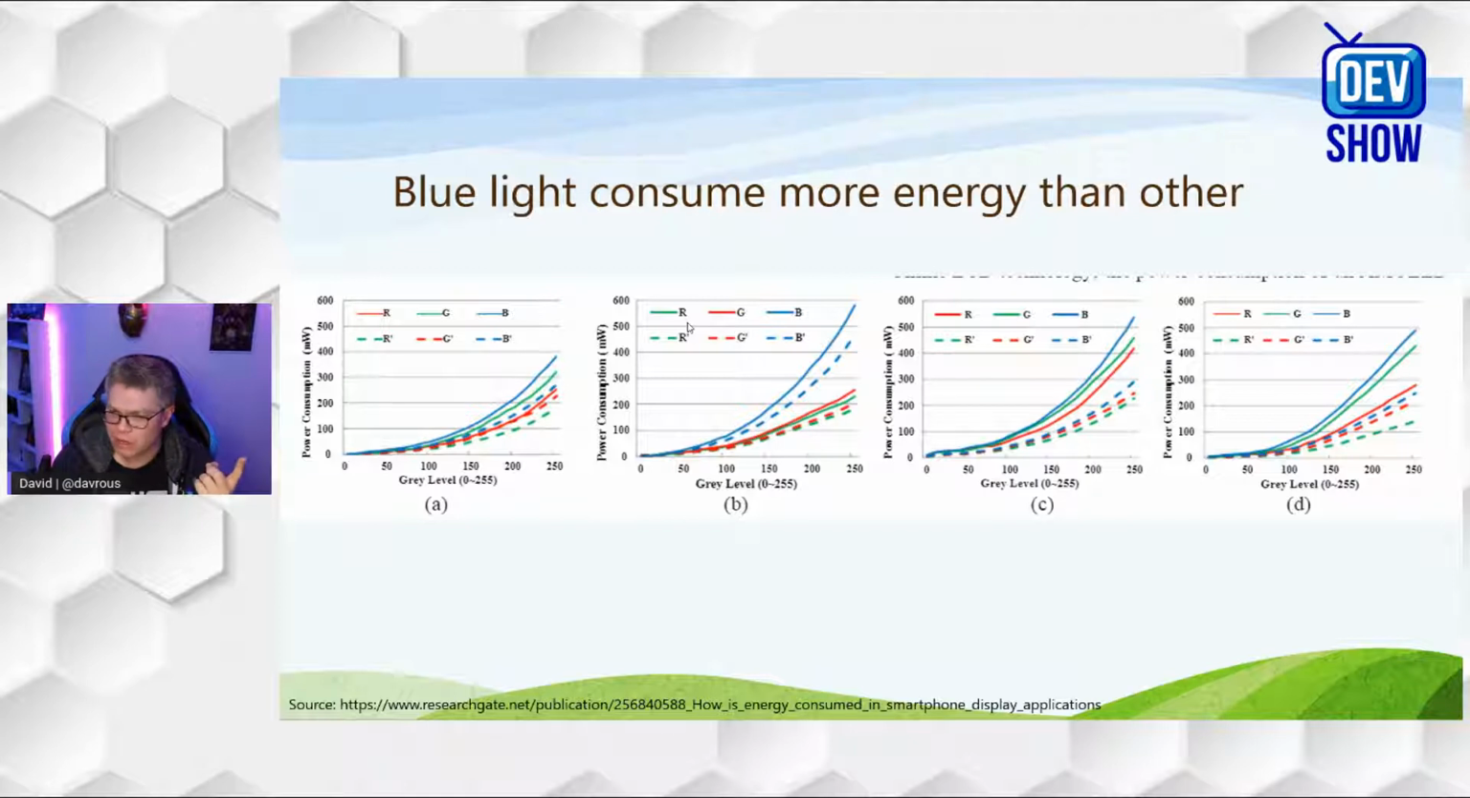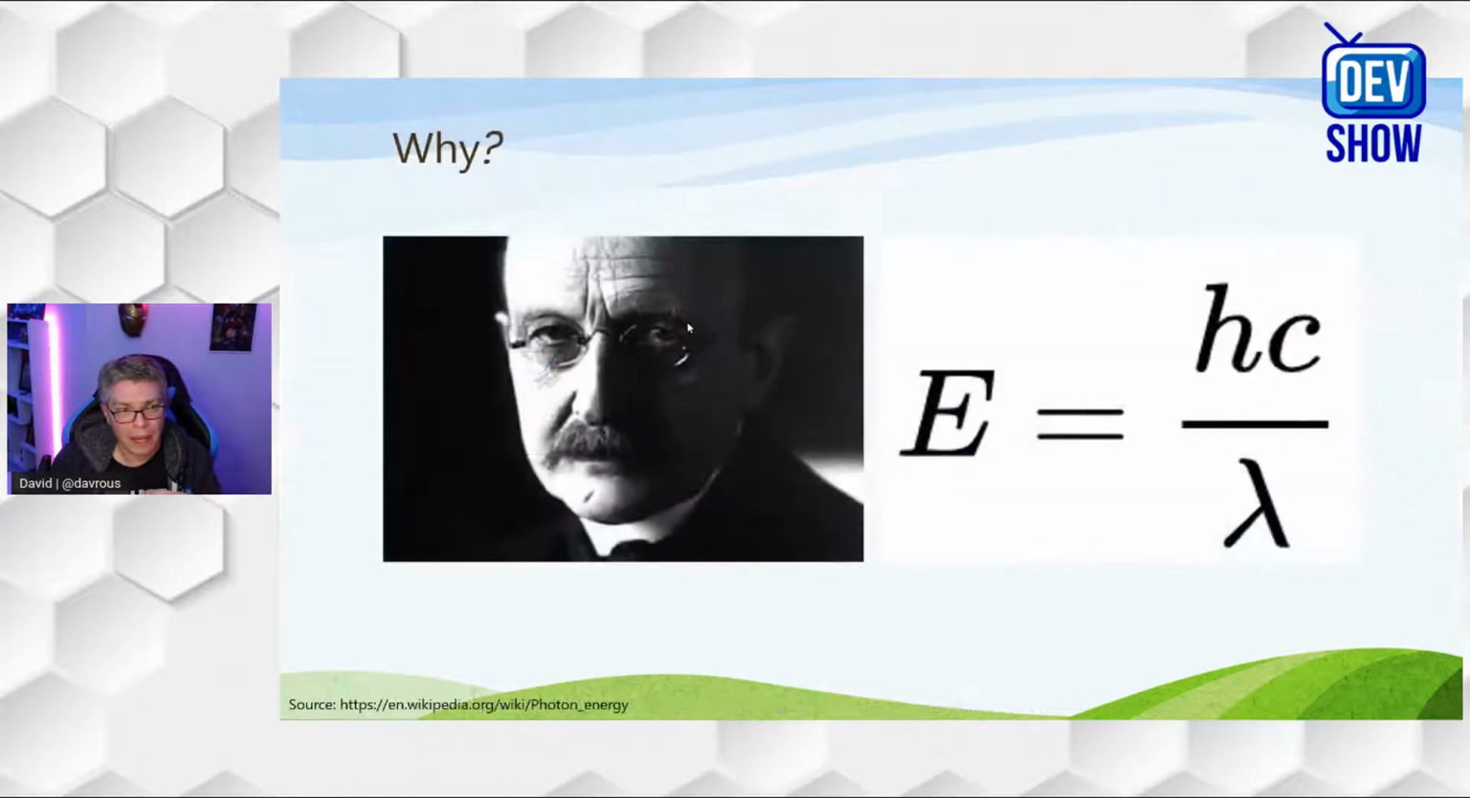First, I was asking myself, and maybe you ask yourself the same question, why does blue light consume more energy than red? Because of this guy named Planck. He created this equation, this rule, for the energy consumed by a photon, and it's inversely proportional to the wavelength. So even if blue light has a shorter wavelength, it is going to consume more energy than red light.